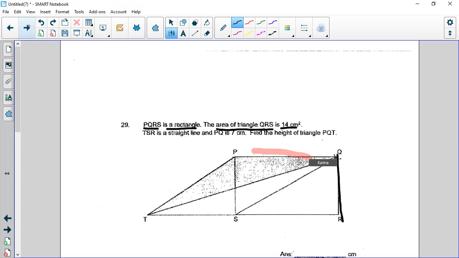Can you take away the highlight, Karina? Don't annotate on the screen. Karina, can you remove the annotation?